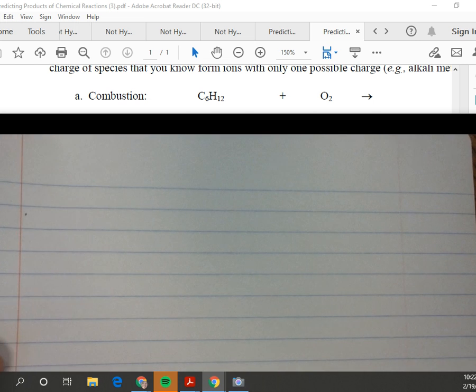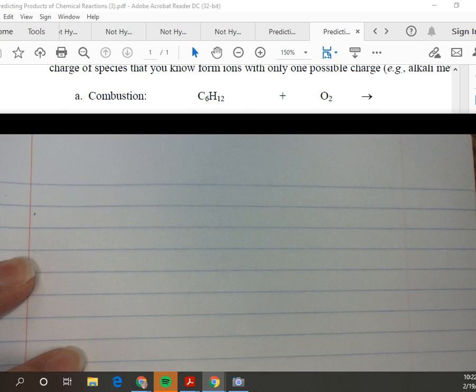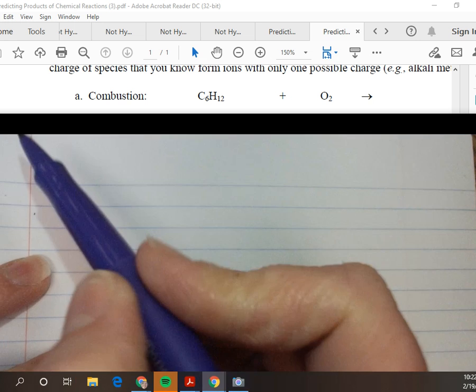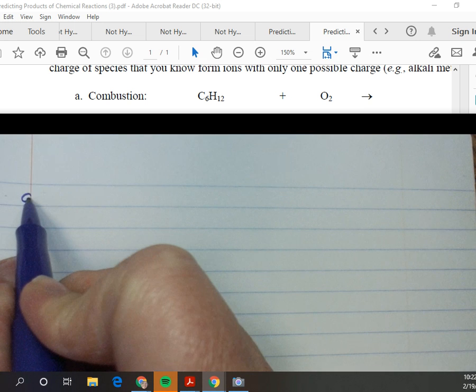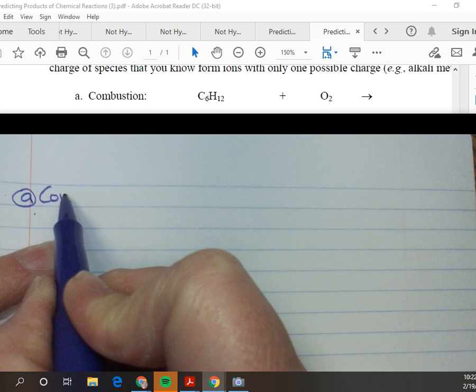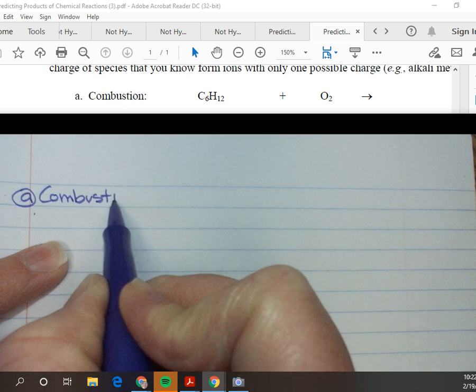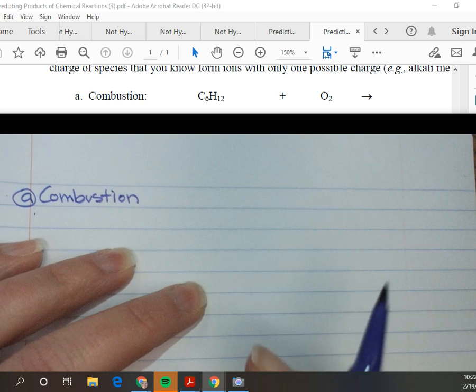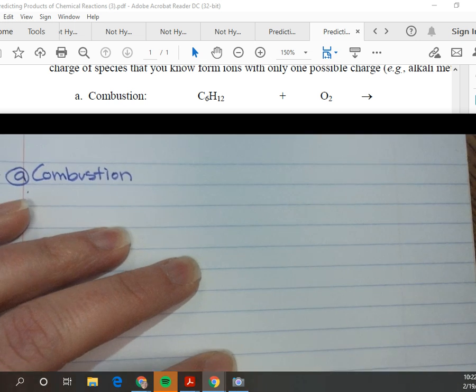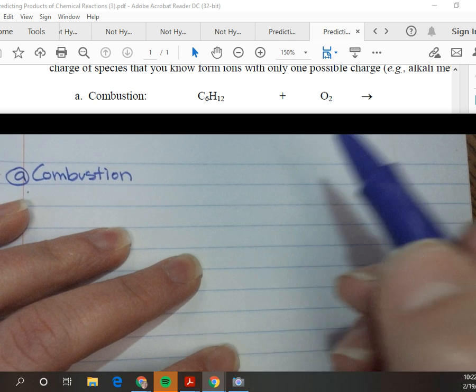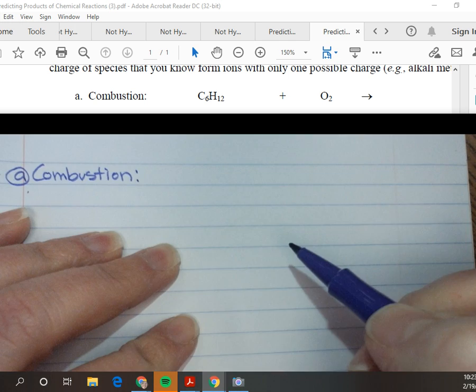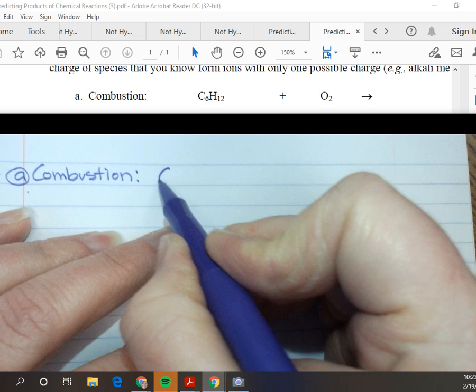Right, so let's look at these problems in the practice for today. The first one says combustion. So we're already told what type it is, and combustion makes it very convenient for us because we already know what those products are going to be.